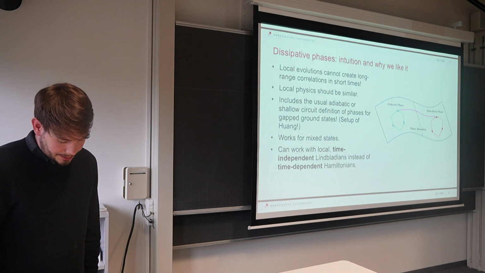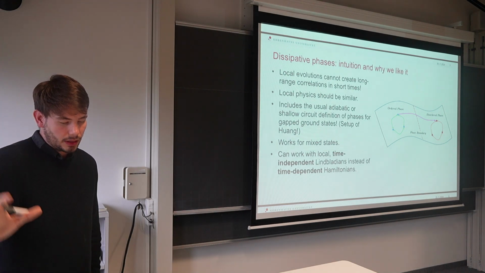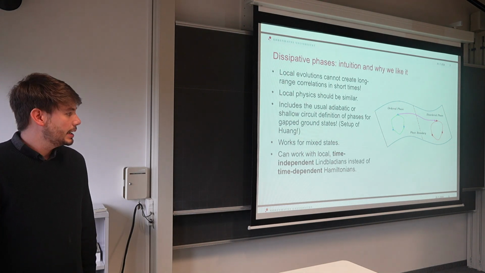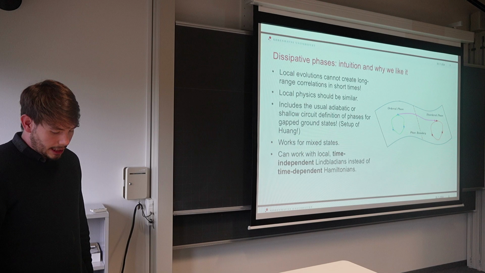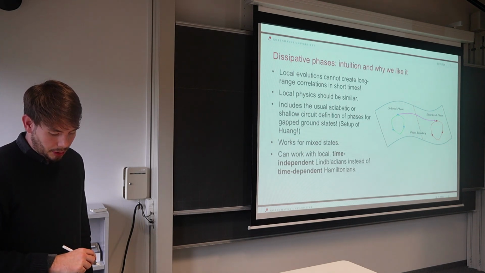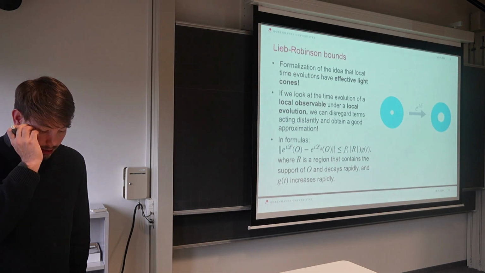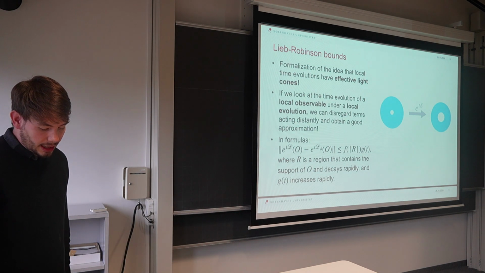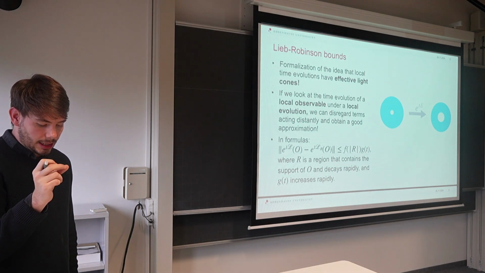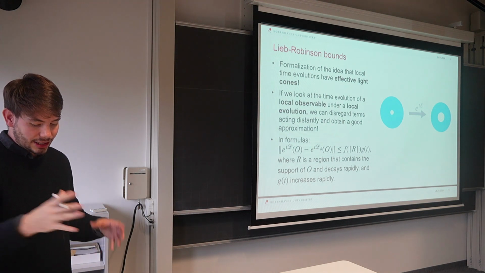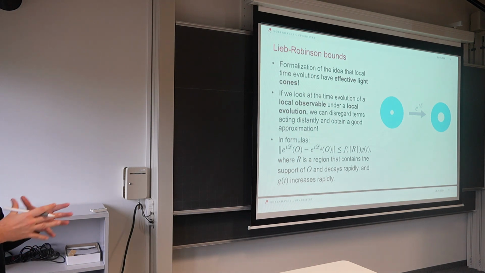All right. I think this is all I wanted to say for now about this sort of high-level idea of this dissipative phase definition. And now we're going to dig in a bit more formally into what I mean by these two points. So, how do we formalize this idea that if you have a local time evolution for short times, the local physics should be similar? One way of formalizing this idea is through so-called Lieb-Robinson bounds.